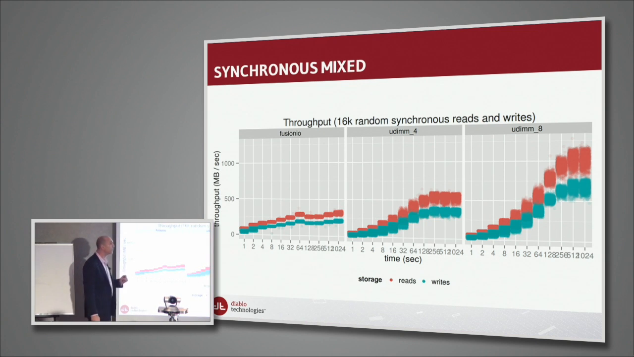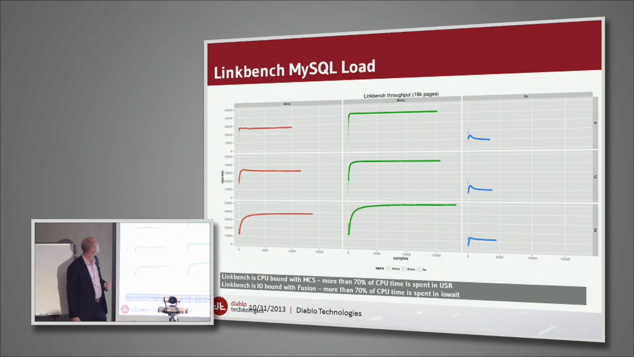Now, mixed workload. These are writes, these are reads. You have to add them to get the total number. The exact same story. When you add up the work done at a queue depth of 64, you're talking about almost a gigabyte of throughput on a mixed workload compared to essentially 500 megabytes. Twice the performance at half the queue depth. That translates into work and latency. So let's see what this means for the LinkBench MySQL load.